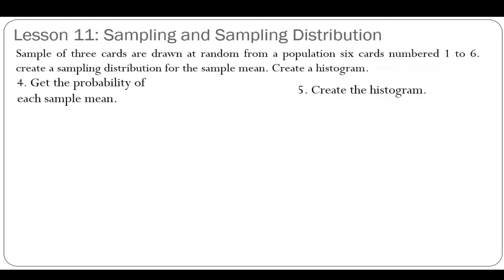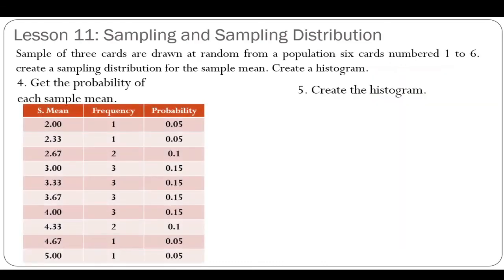Check natin yung alin? Yung probability ng each sample mean. So, ito yung kanyang probability. Take note, i-divide naman natin to sa 20. So, 1 divided by 20 is equals to 0.05. So, lahat dapat ng may frequency na 1, ang probability niya ay 0.05. Lahat naman na may frequency na 2, ang probability niya ay 0.1. For frequency of 3, dapat 0.15. Pag inadd natin to lahat ng probability, ang total niya dapat ay 1.